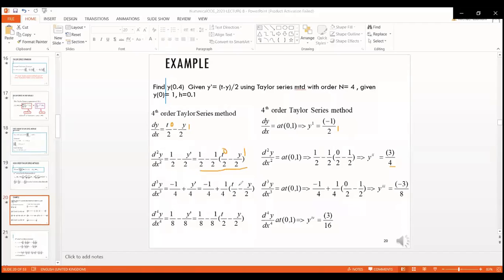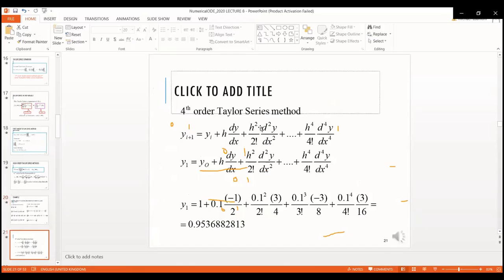Then the same way at (0, 1), you put 0 in here, you have 1 in here. Once we do this calculation, we'll get negative 3 over 8. And then finally, for this function, you put 0, 1 in here. When you do the calculation, you get 3 over 16. So that gives us y prime, y double prime, y triple prime, and then y to the power iv. Next, let's see how to get your y1. Let me clear all of this.